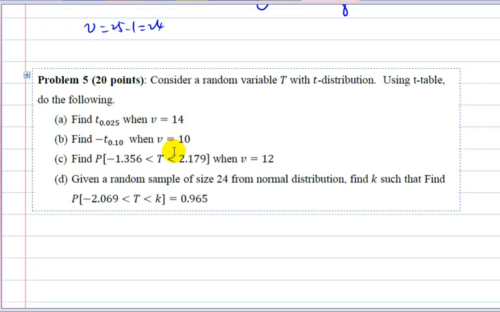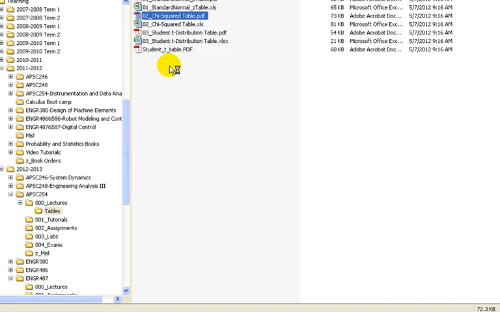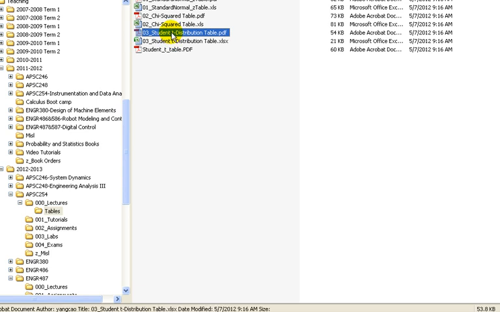Problem number 5. I think problem number 5 is not that tricky. Probably part D is a little bit tricky. The first one is simple, you just look up the tables. So look for the T table.